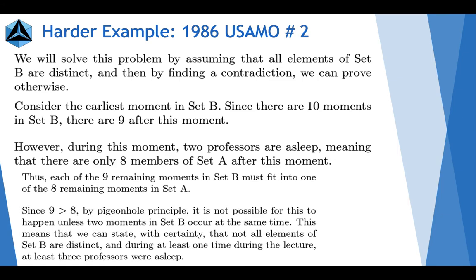Each of the remaining 9 moments in set B must fit into one of the 8 remaining moments in set A. Since 9 is greater than 8, by the Pigeonhole Principle, it is not possible for this to happen unless 2 moments in set B occur at the same time. This means that we can state with certainty that not all elements of set B are distinct, and because of that, at least at one time during the lecture, at least 3 professors were asleep.